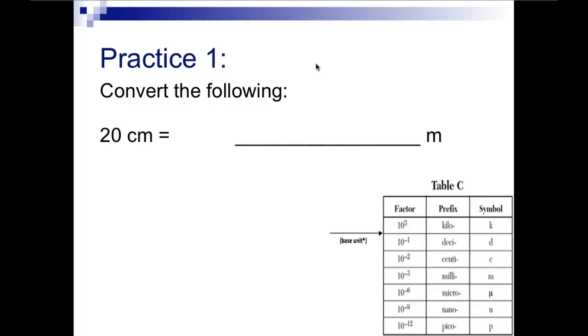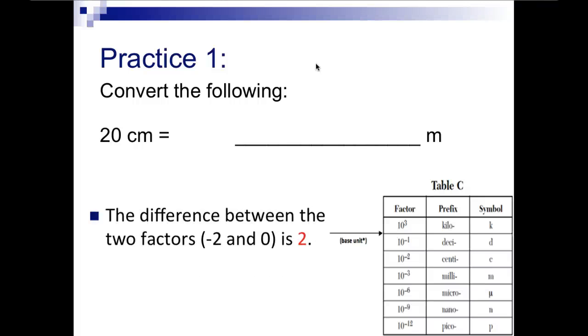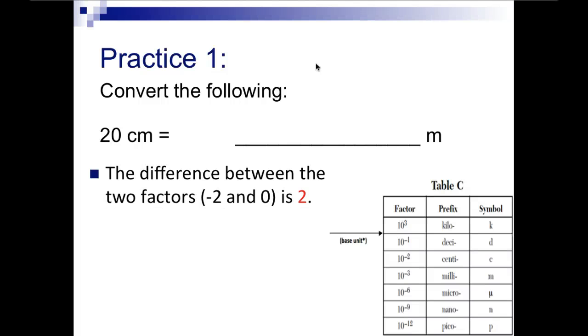Great, well, welcome back. I want you to convert 20 centimeters to meters. First thing you need to do is figure out what's the difference between the two. So you're going from centi to meter, from centi up to our base unit. So that's 1, 2 jumps. You're going from -2 to 0, so the difference is 2. So we know we're going to be moving our decimal place 2 spots. We just have to figure out which direction.